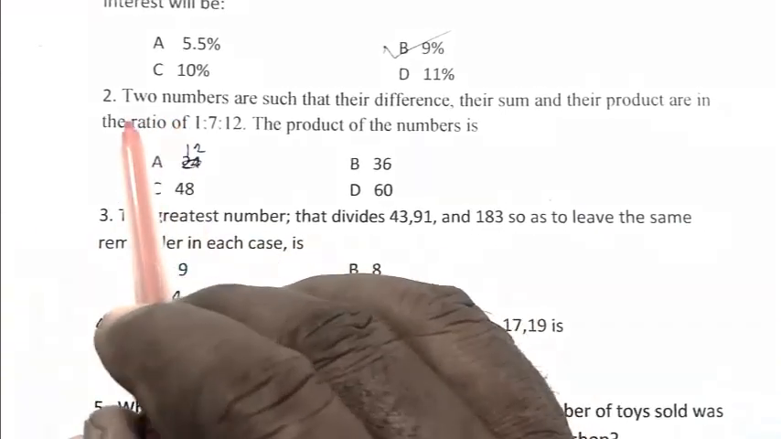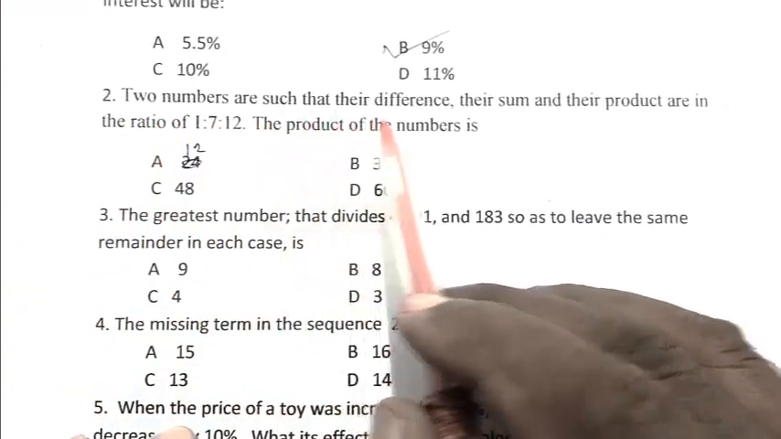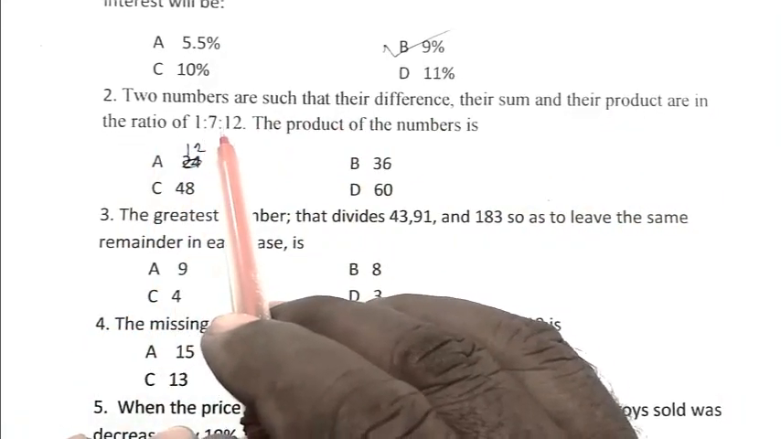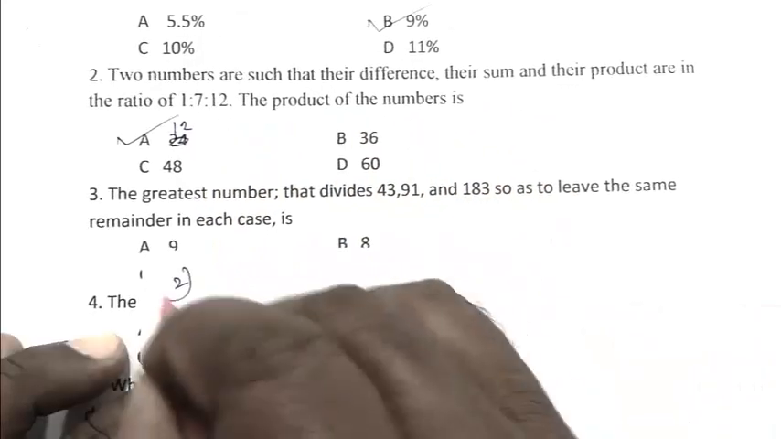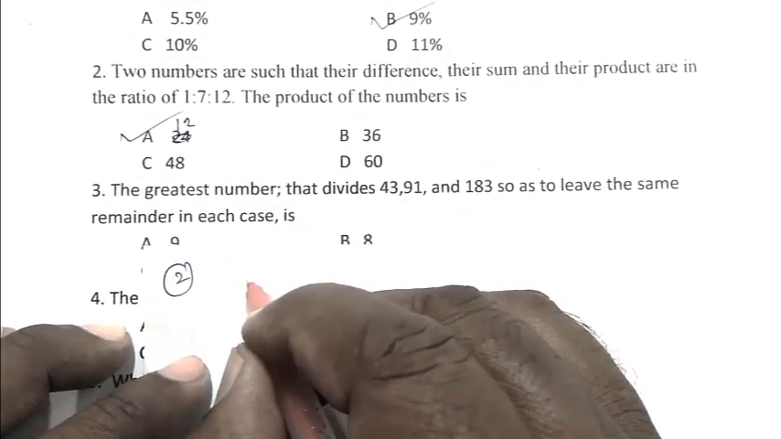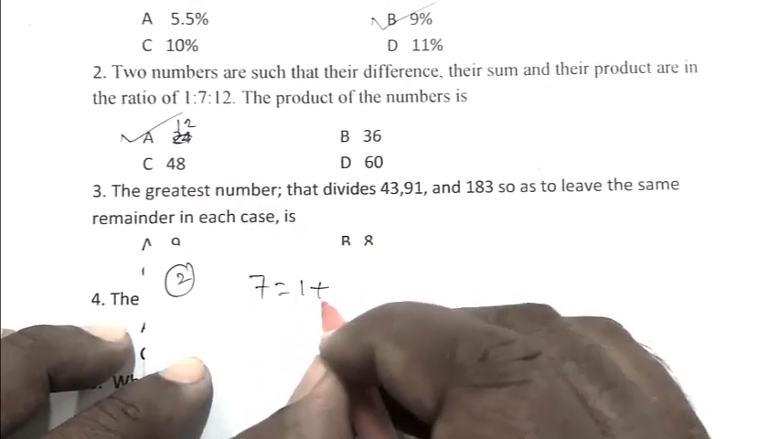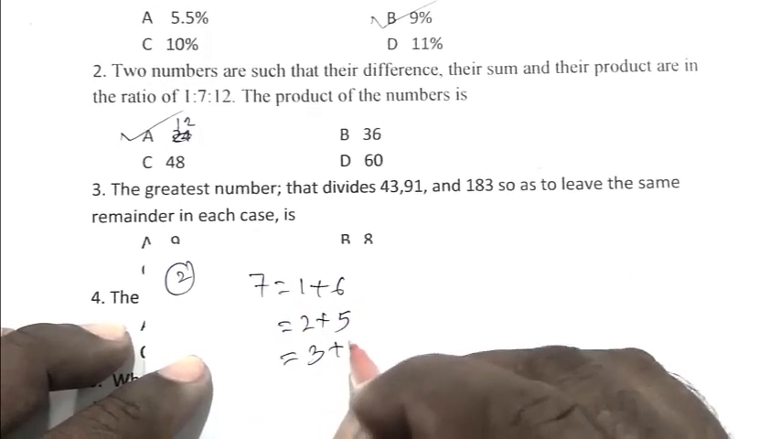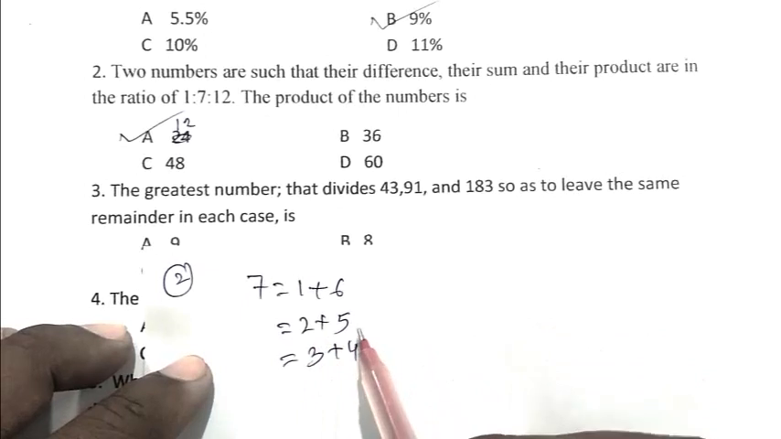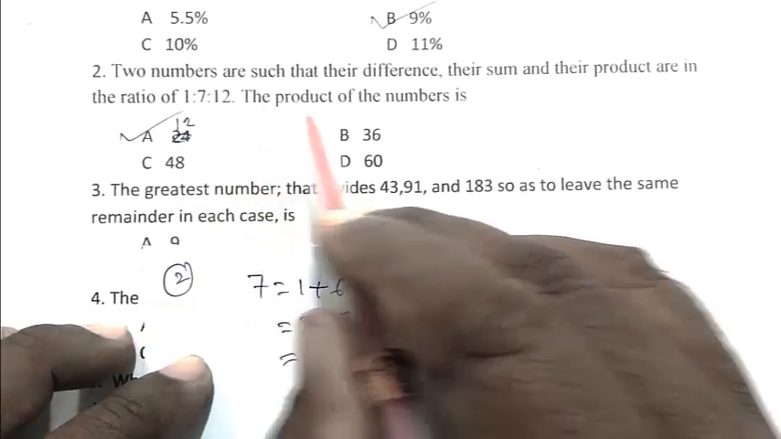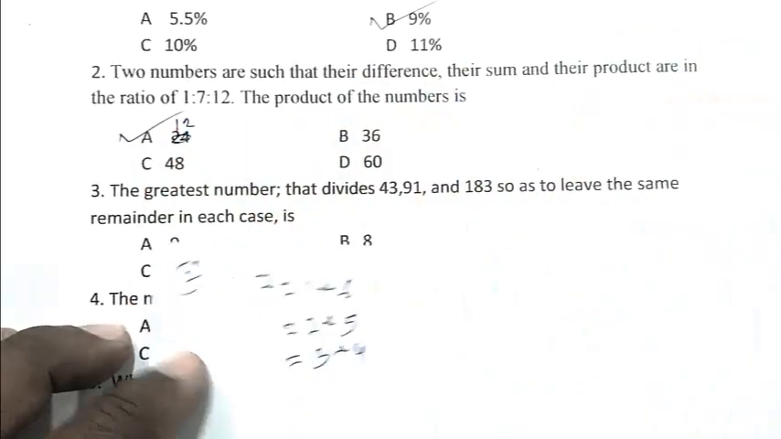Question number 2. Two numbers are such that their difference, their sum and their product are in the ratio 1:7:12. The product of the numbers is. Let their sum be 7. So let the possible numbers be 1 plus 6, 2 plus 5, 3 plus 4. And the difference of 3 and 4 is 1. So this fulfills the condition and their product is 12. So the product of the numbers is 12. A is the right answer.